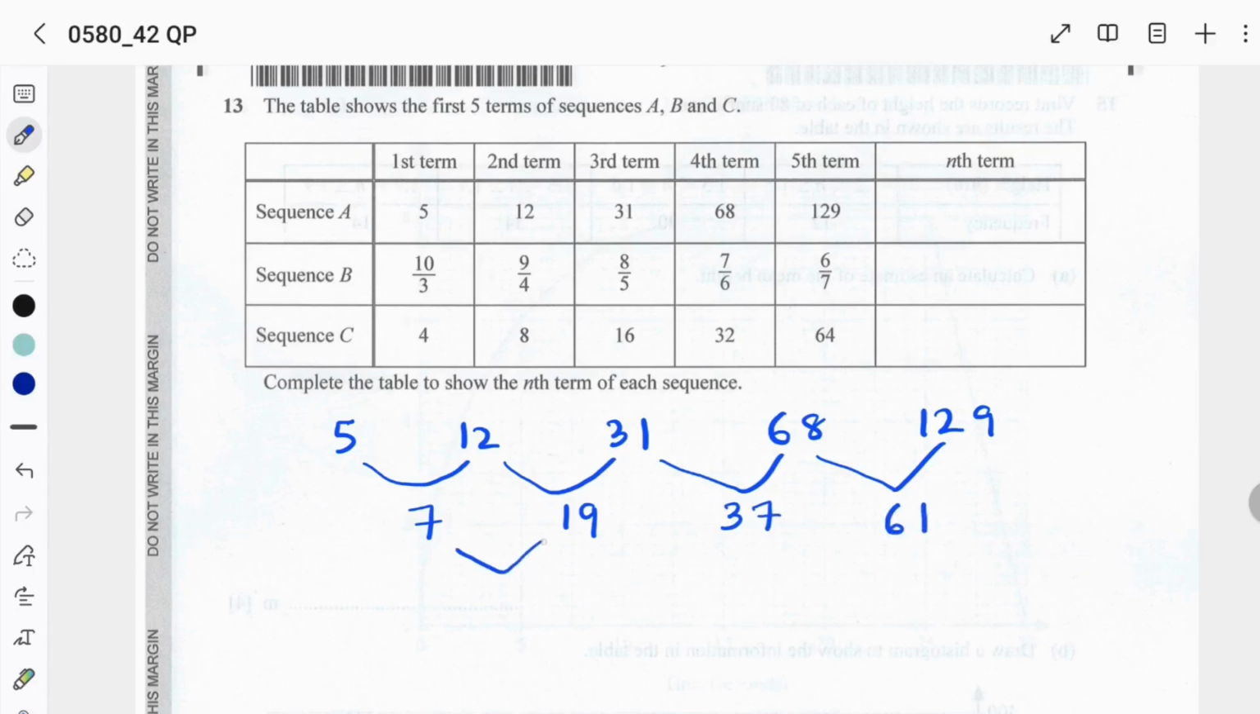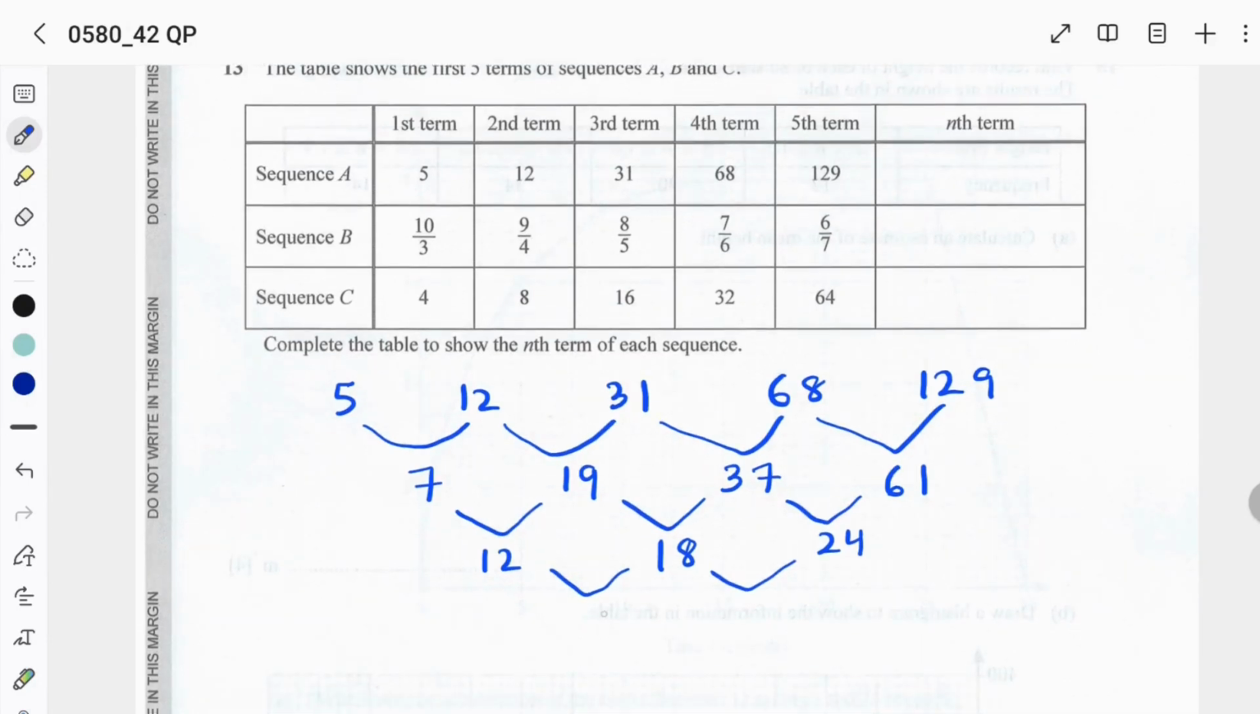Now find another difference. Still we didn't find a constant one, so it means it's not a linear sequence. The differences are 12, then 37 minus 19 is 18, and 61 minus 37 is 24. We still haven't found a constant, so it's not even quadratic. So 18 minus 12, the difference is 6, and 24 minus 18, the difference is 6. So it's a cubic sequence.